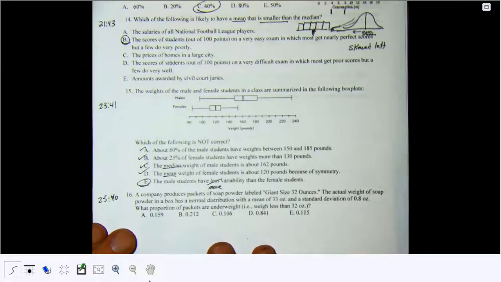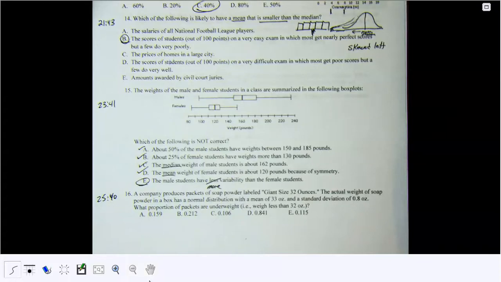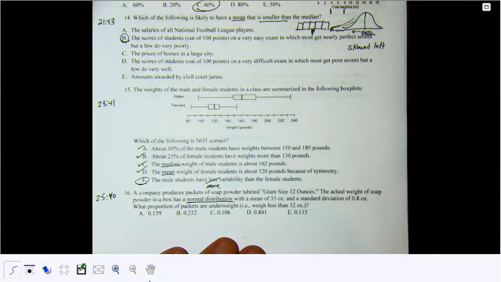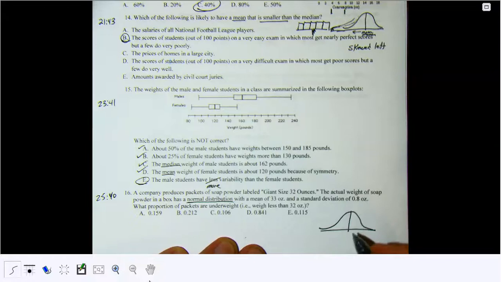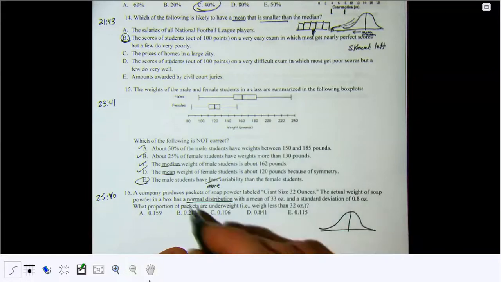A company produces packets of soap powder labeled giant size 32 ounces. The actual weight of the soap powder in the box has a normal distribution with a mean of 33 and a standard deviation of 0.8. What proportion of packets are underweight, i.e. weigh less than 32? So again, this is going to be a normal calculation. We underlined it already. All right, so we're going to have a middle at 33, standard deviation of 0.8, less than 32.